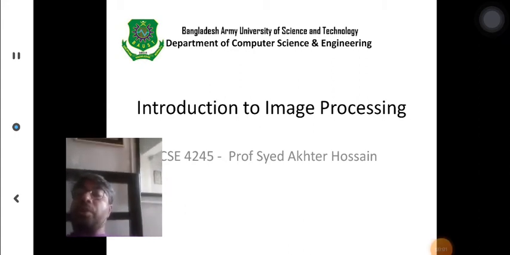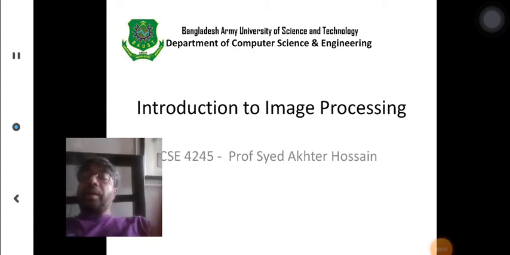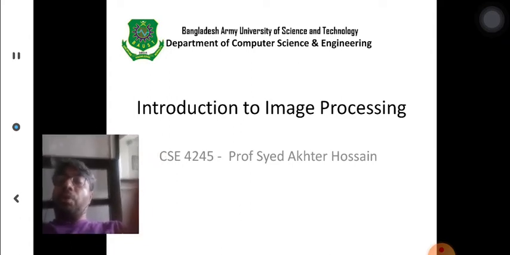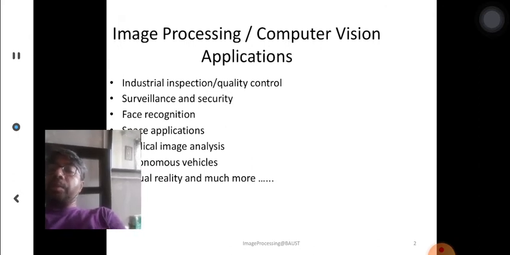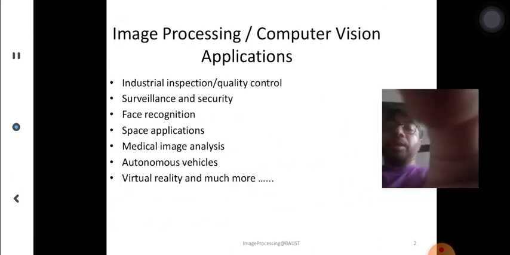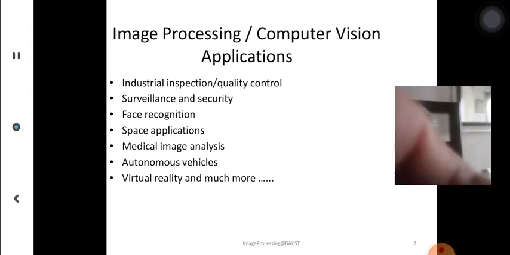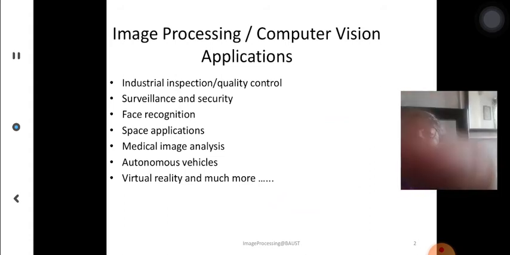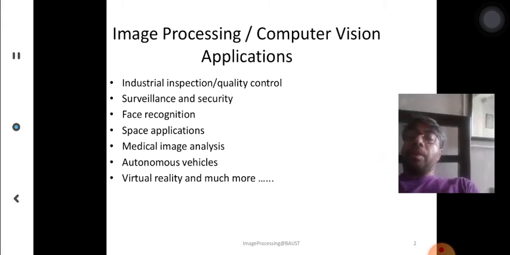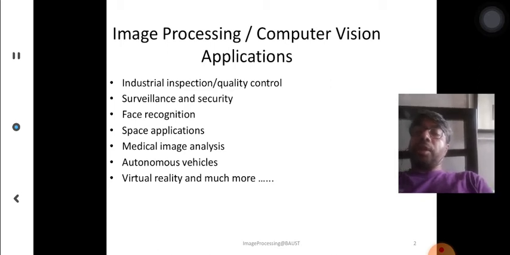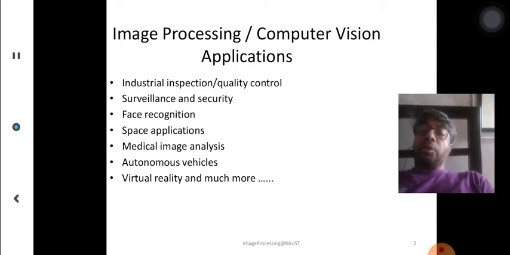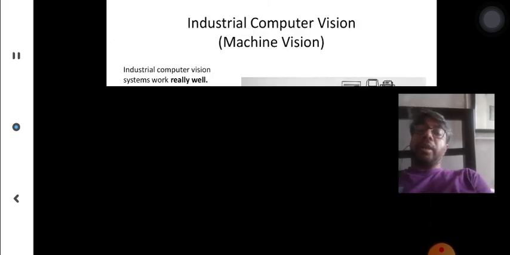Let us talk about image processing, the second part, and here we need to talk about more application oriented discussions. If you see here, image processing and computer vision applications basically talk about three aspects. One aspect is the industry application: surveillance, face recognition, space, medical image analysis, automatic vehicles, virtual reality and that kind of applications.